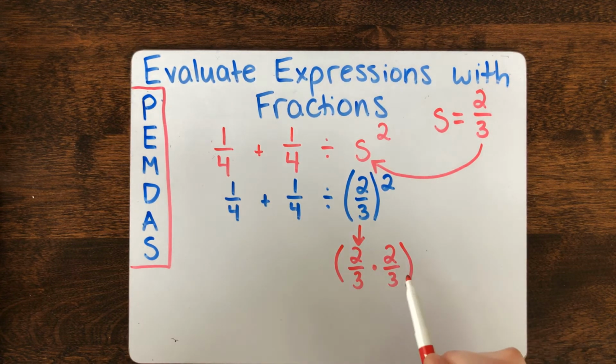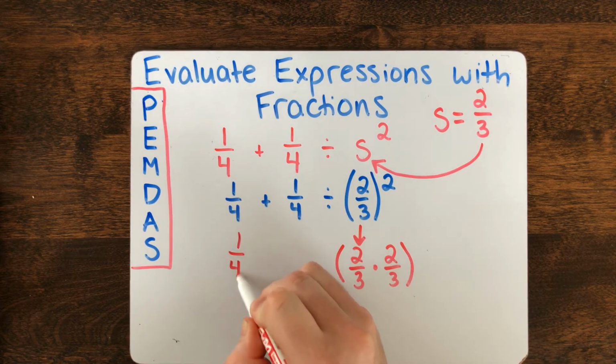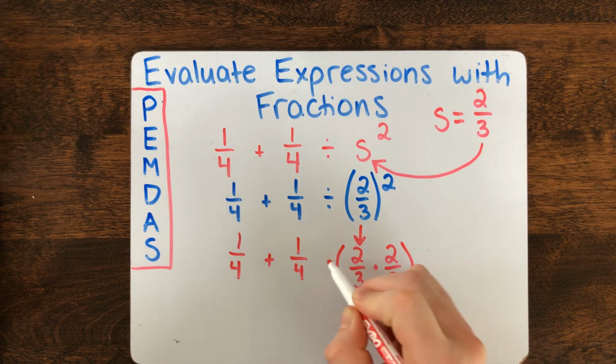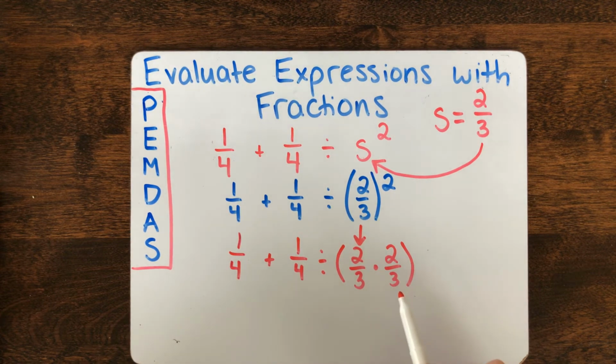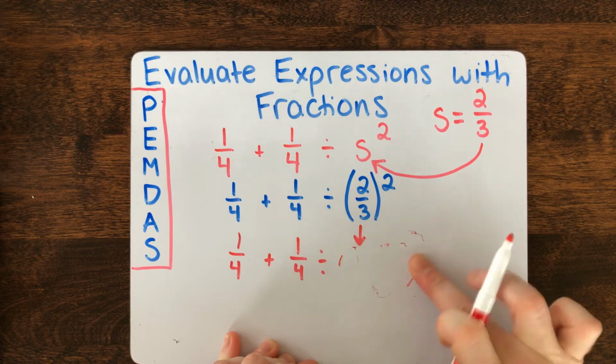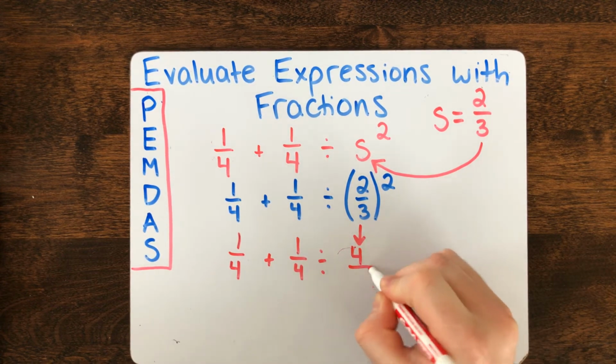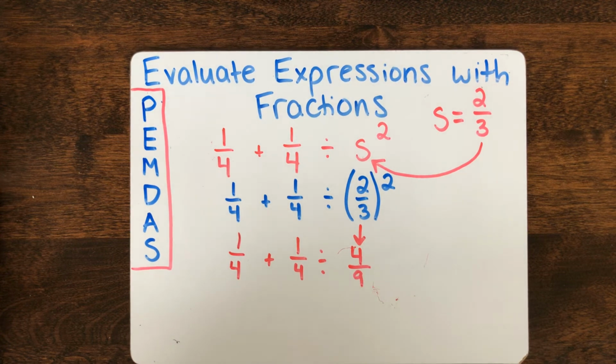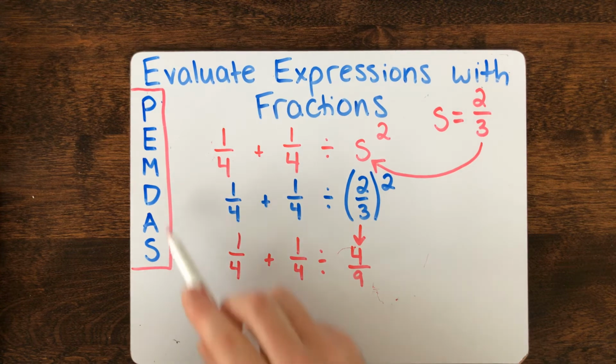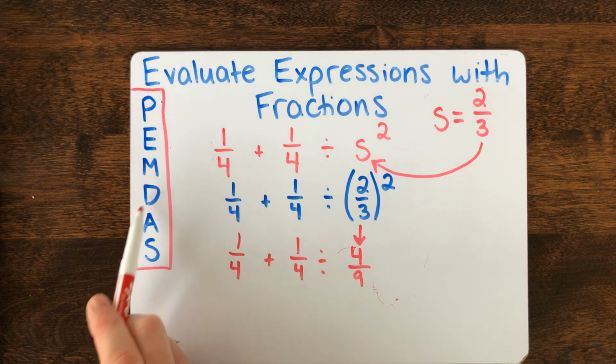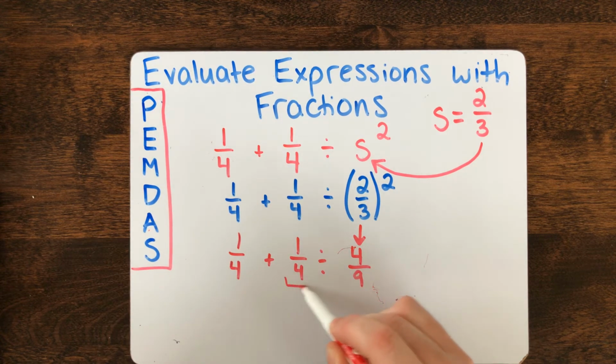All right, so let's rewrite this whole expression again. It's 1/4 plus 1/4 divided by 2/3 times 2/3, which we can simplify. 2 times 2 is 4, 3 times 3 is 9. So this is 4/9. Now I have another question. Are we going to do the addition first, 1/4 plus 1/4, or are we going to do the division first, 1/4 divided by 4/9? Well, look at our order of operations. Division comes before addition. So we're going to focus on this.